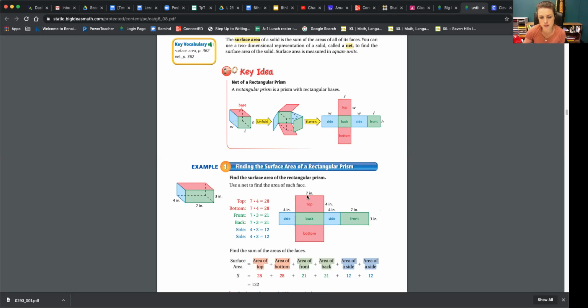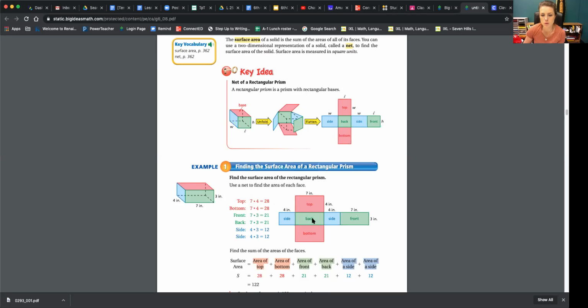So let's start with this red rectangle on the top. We do length times width, so 7 times 4 is 28. We know that there's going to be 2 of these, right? 2 28s. So if you look at what they did here, the top is going to be 28 and the bottom is also 28.